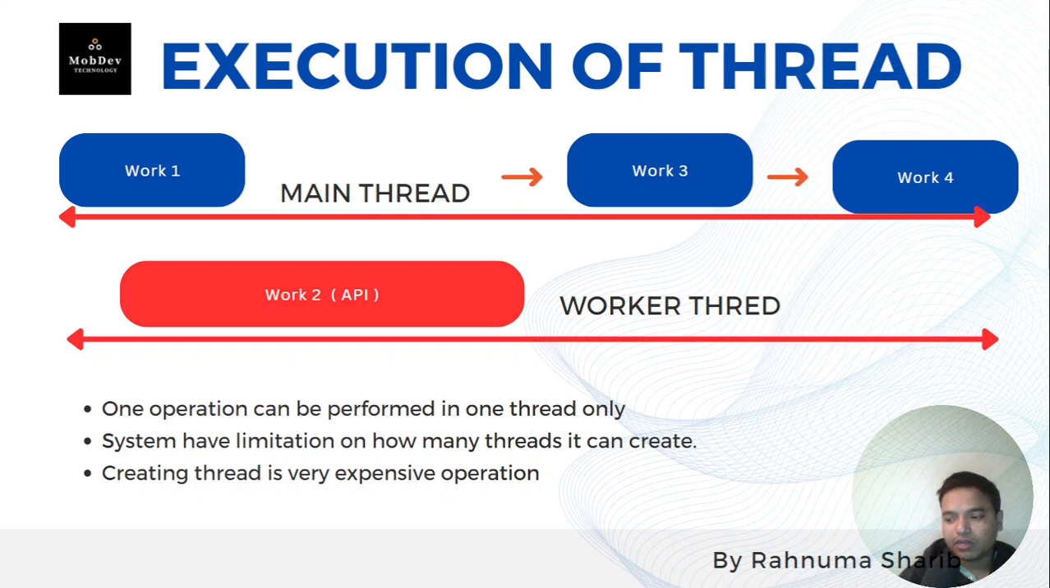In this term, creating multiple threads is very expensive, and one thread can be used for one operation only. So if you are doing one operation, you cannot cancel it, and you cannot reuse it for another work. This is the problem here, because when we have to use multiple threads, it's difficult to manage them in one application. You cannot create a lot of them.